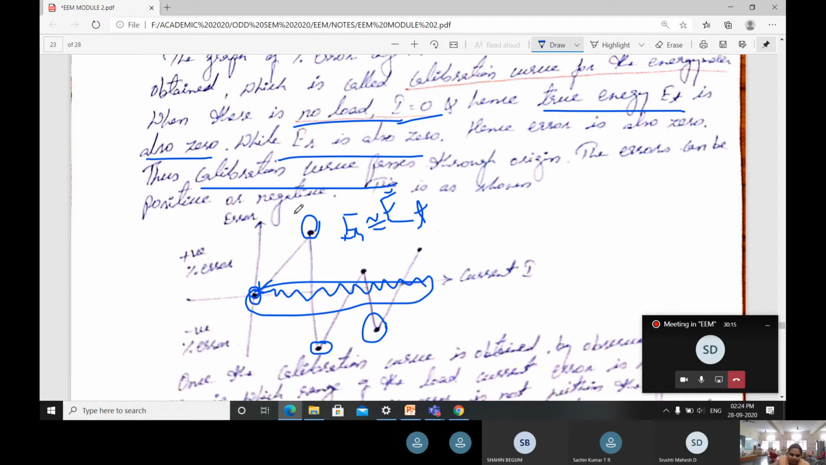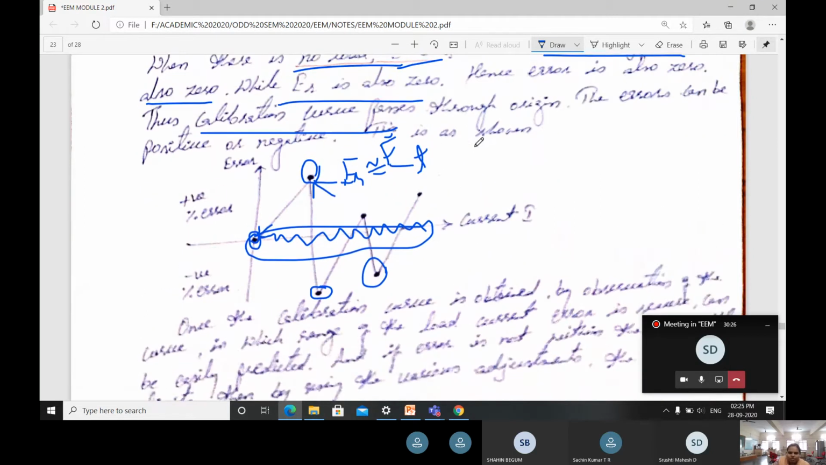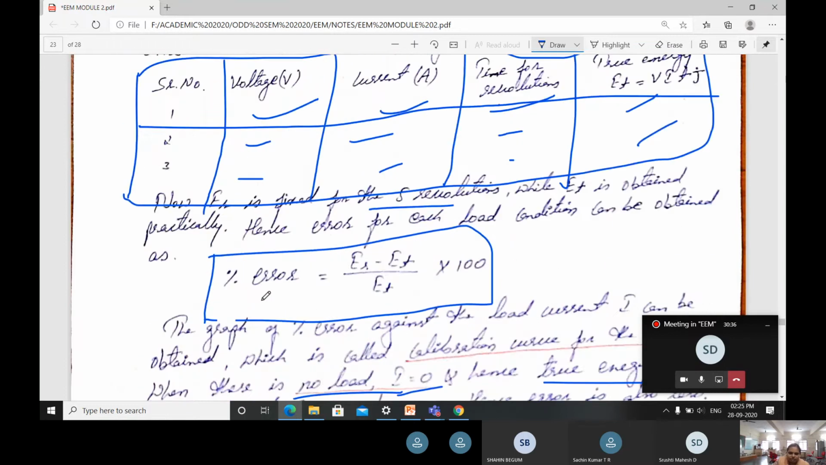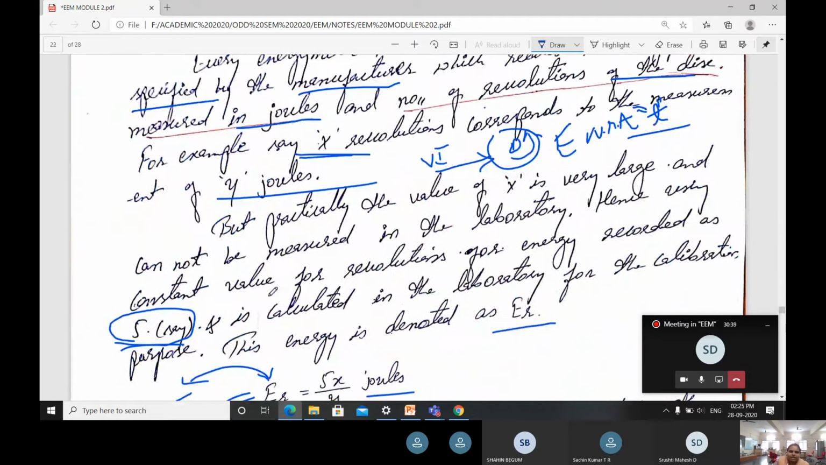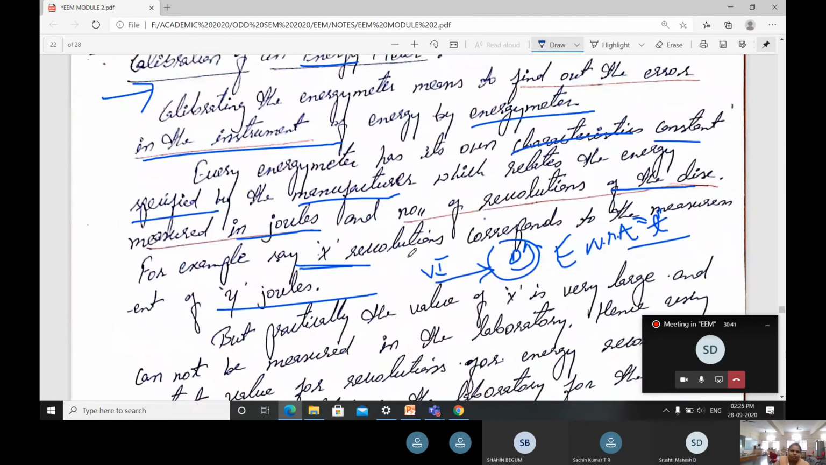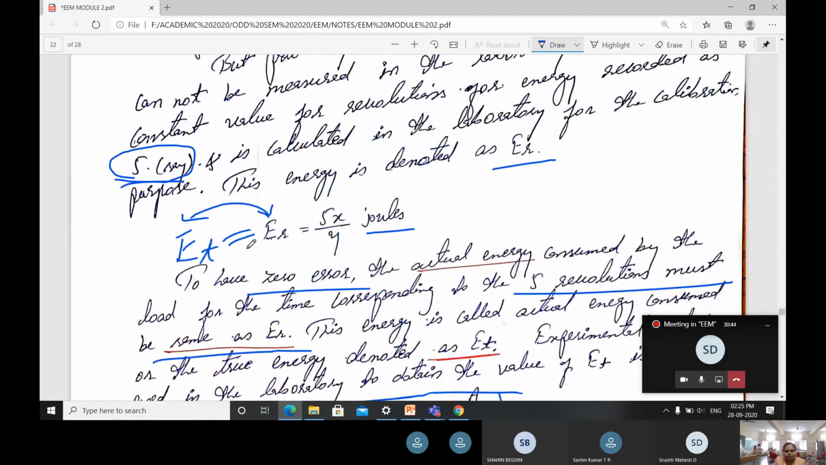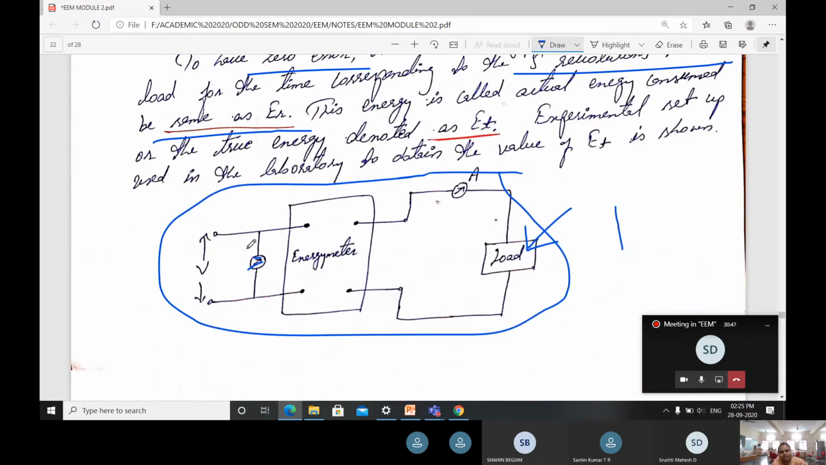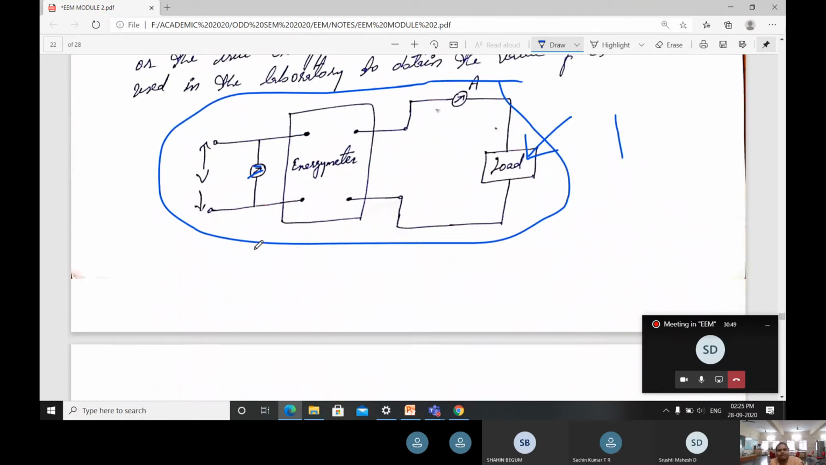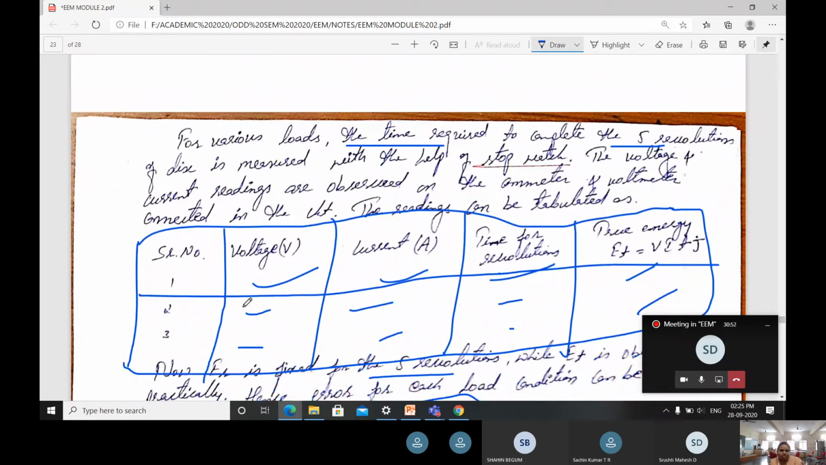If it is not near 0, then what will I do? I will make adjustments in the energy meter or else in the load, depending on where you want to make the adjustments, so that I can minimize the error. This is what we call the calibration of the energy meter. First we fix the energy for 5 revolutions as the theoretical value, then I go with a practical approach with the different loads.